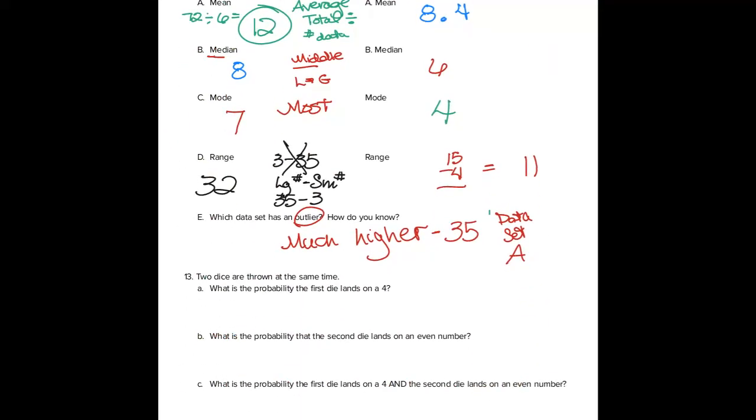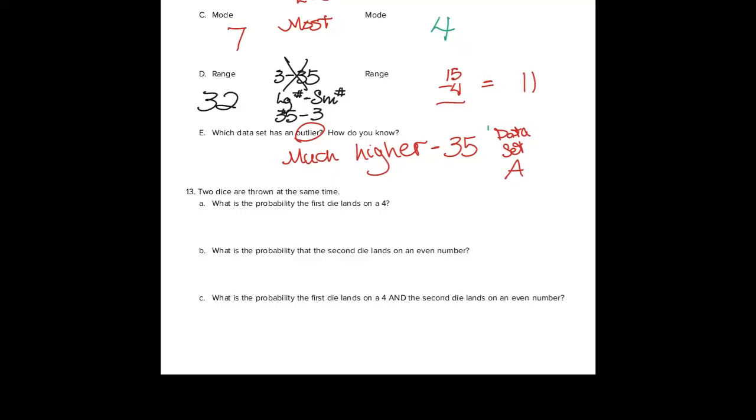All right, we got 3 minutes. Hey, we can do this last one. 2 dice are thrown at the same time. Is one throw of the die going to affect the other die at all? No. So this is talking about independent events. And when you have independent events, they don't affect each other. You just multiply whatever that probability is. Okay? So what's the probability that the first die lands on a 4?